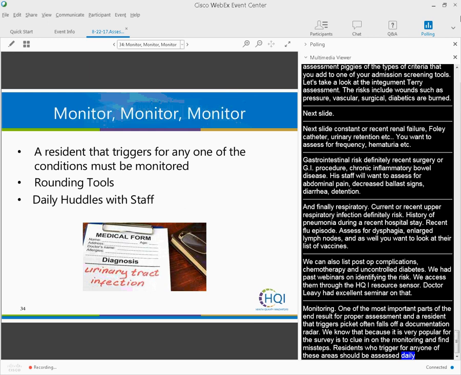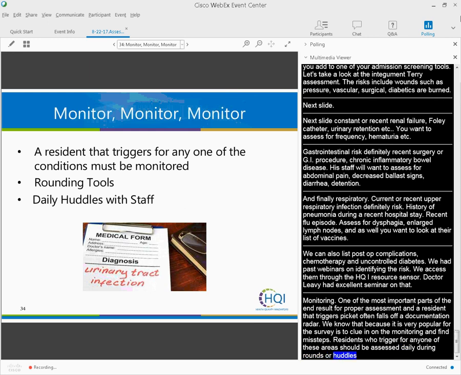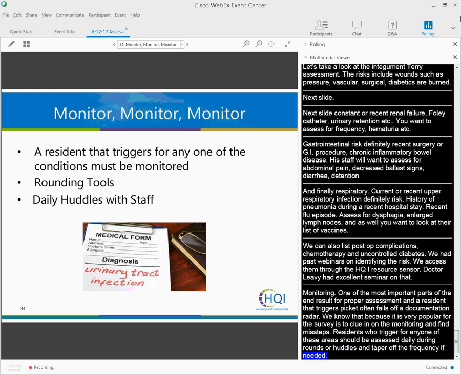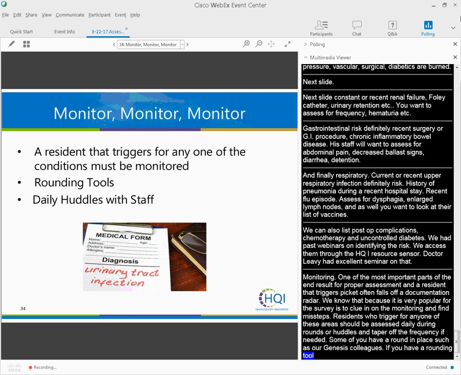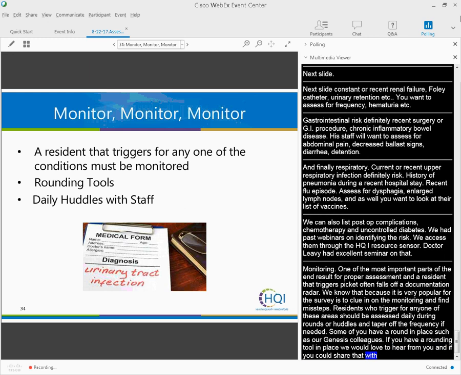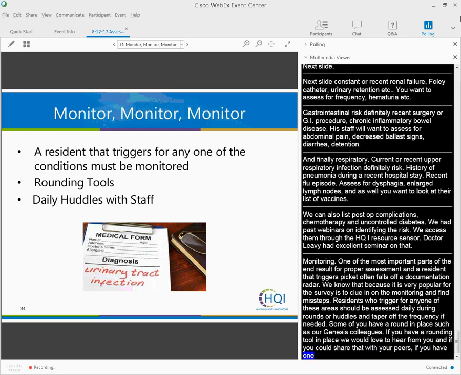Some of you already have a rounding tool in place, such as our Genesis colleagues who kindly shared that on a past webinar. If you have a rounding tool in place, we'd love to hear from you, and if you could share that with your peers. If you have one and it's being successful for you, please comment in chat. We'd love to see that. Next slide, please.